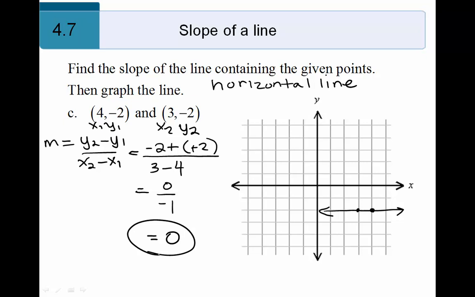Notice if you look back at your points, your y-coordinates were the same. Okay, and when your y-coordinates are the same, you will have a horizontal line. So a horizontal line will have a slope of 0.